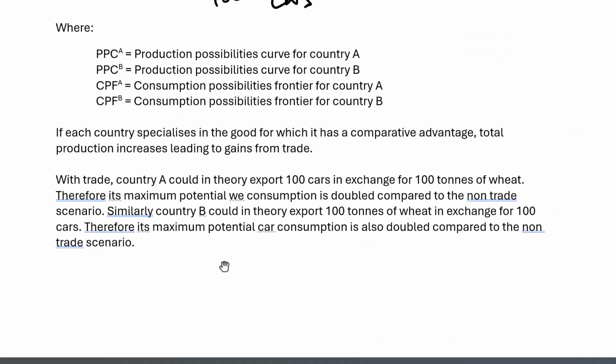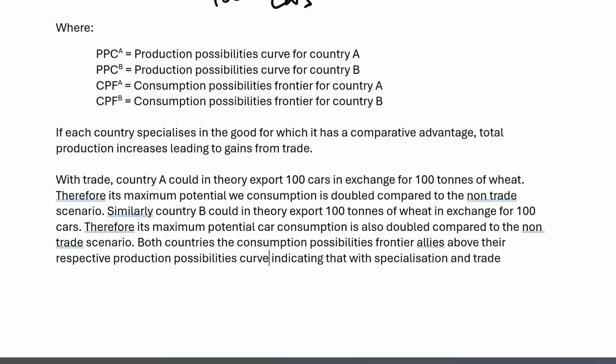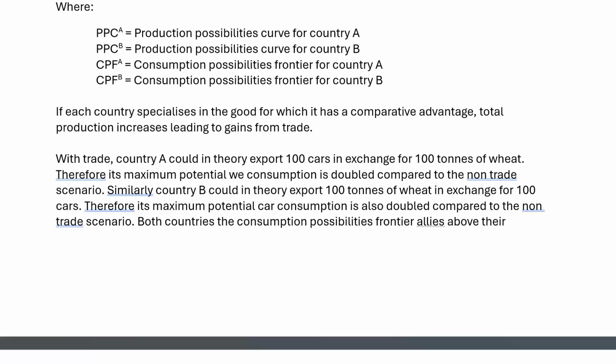So we'd finish off by saying something like, in both countries, the consumption possibilities frontier lies above their respective production possibilities curve, indicating that with specialization and trade, both countries could consume above the constraints of their PPC, thus enjoying mutual benefits.